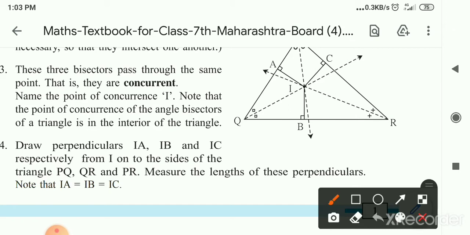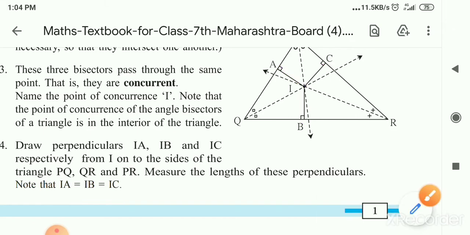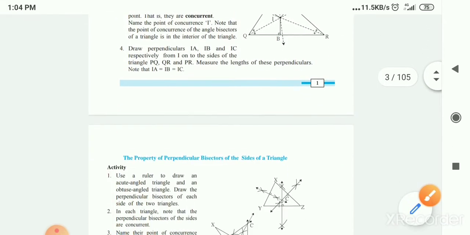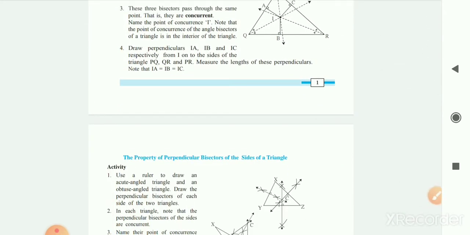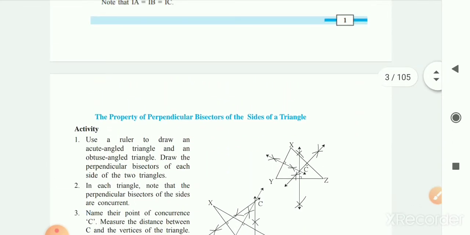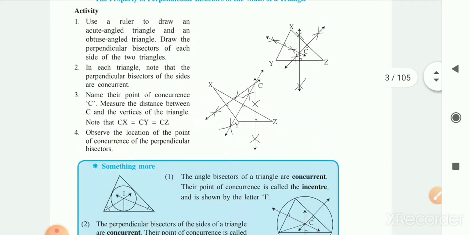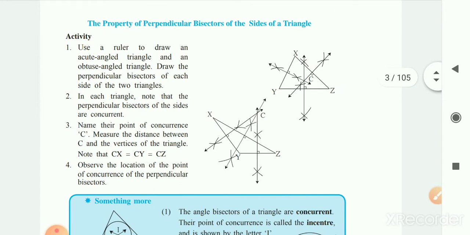Then afterwards, we have to draw the perpendiculars IA, IC and IB from the point I, and we have to check whether IA is equal to IB is equal to IC or not. So first of all, we will do the construction activity. This activity is given here, and we are going to do this activity.